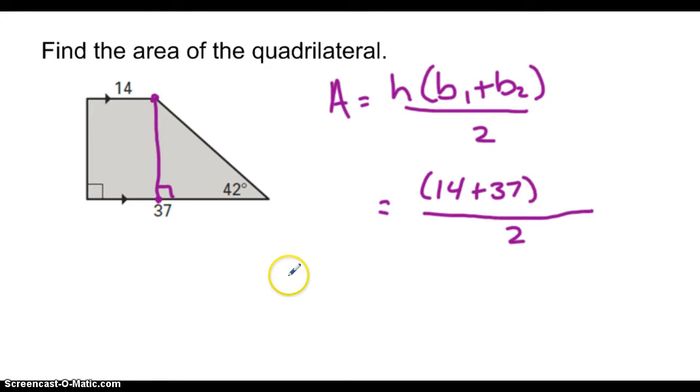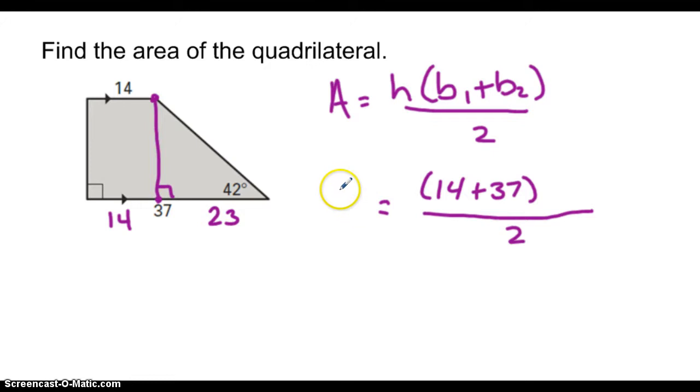But I actually do know something else. Because by dropping this altitude, I created a rectangle here. And we know that the opposite sides of a rectangle are congruent. So we know that that side is going to be 14. And then if we subtract 37 minus 14, we get 23. So we do know a side of the right triangle.